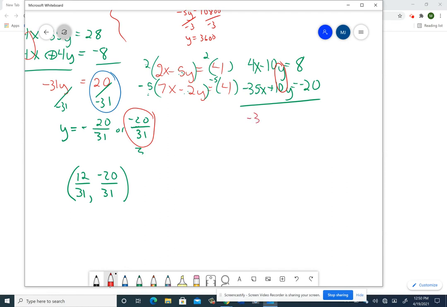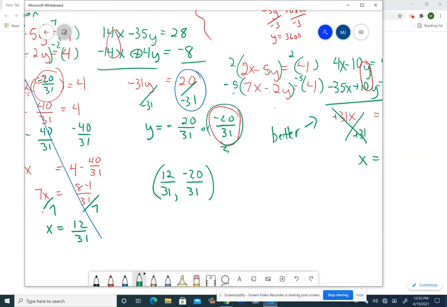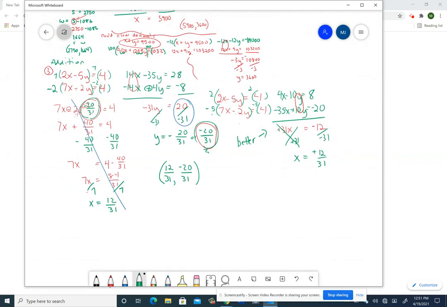So you then would get negative 31x equals negative 12, and now is the first time we're getting fractions. You get x equals negative over negative, which would be positive 12 over 31. So that's better. This is better than doing the usual, which is to take that negative 20 over 31 and plug it in and work it out. But with the way we just did it, more people would have gotten that one correct because there's no fractions until the very end. So that's why I was showing you that one.